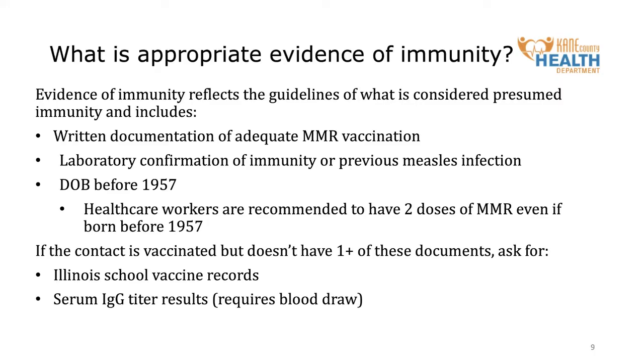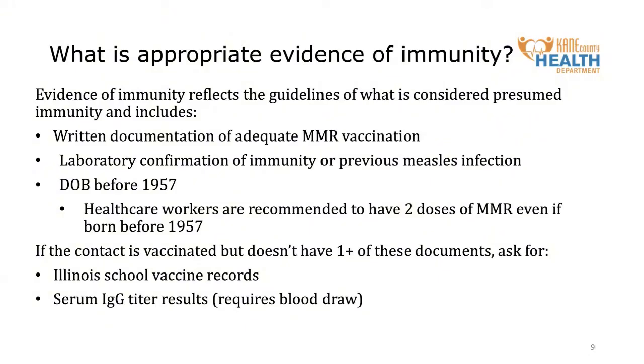If an individual is unvaccinated or has an unknown vaccination status, the next item to look at when determining if they have evidence of immunity is to look at available laboratory records. A contact can still be presumed immune if they have laboratory records that verify that they are immune to measles or that they had a previous measles infection.